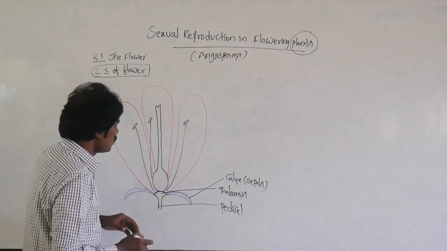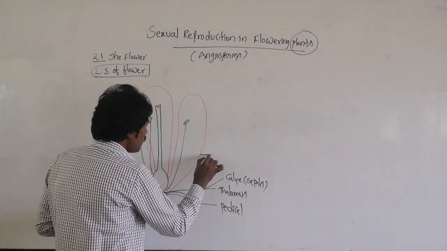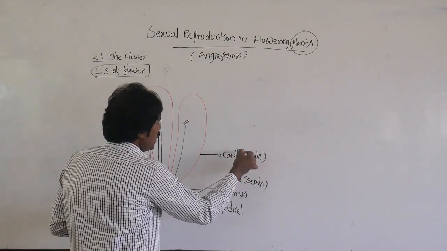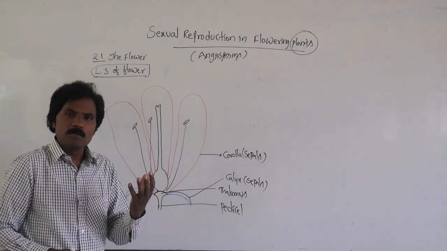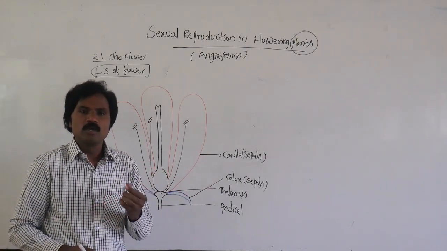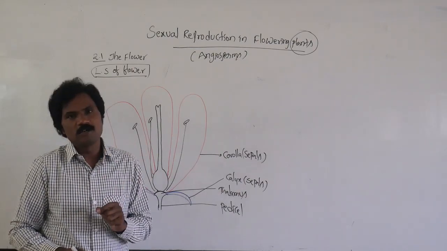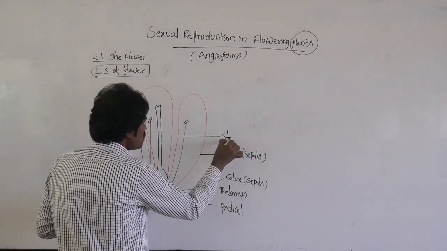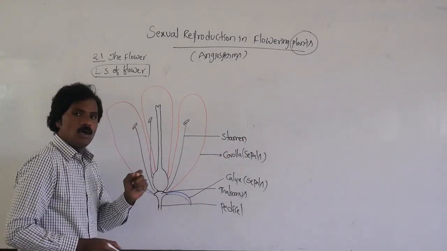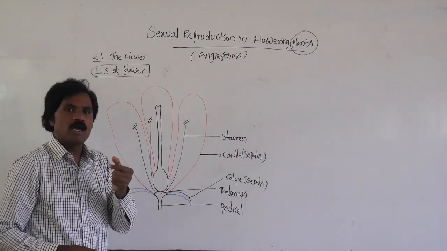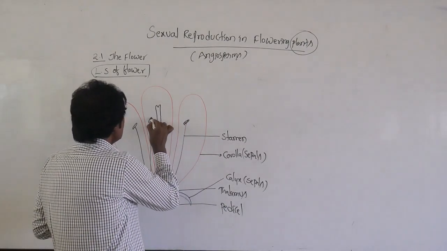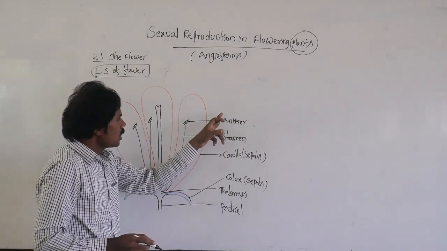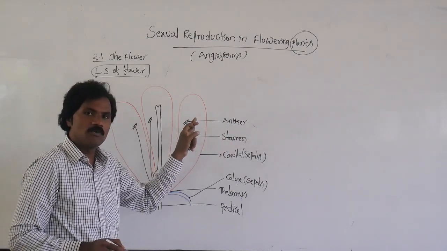The second whorl of a flower is called the corolla. It is made up of petals. Due to the attractive colors present in petals, it attracts pollinators, with the help of insect pollination. The third whorl is the stamen. In the stamen, there is a filamentous stalk-like structure, and then the anther is present. This is the anther.